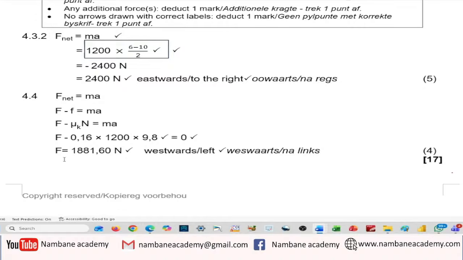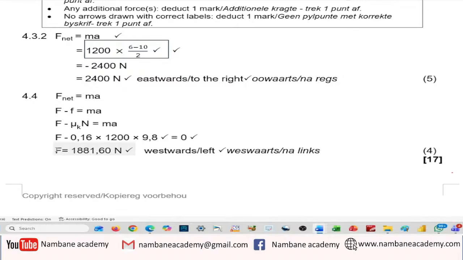For 4.4 there will not be a mark on the formula. The mark will be on the substitution of 0 on this other side, because the object is now moving at constant velocity. And the other mark will be the substitution on the left-hand side, where you will have F minus 0.16 multiplied by 1,200 multiplied by 9.8, because that is the calculation of the frictional force or kinetic frictional force. So 1 mark on the whole of the left-hand side, and then 1 mark on the right-hand side for 0. It must be 0 there, or rather 0 must be shown somehow.